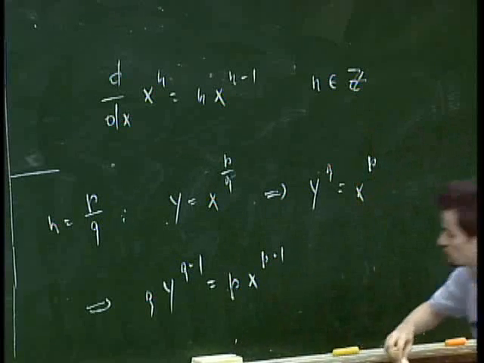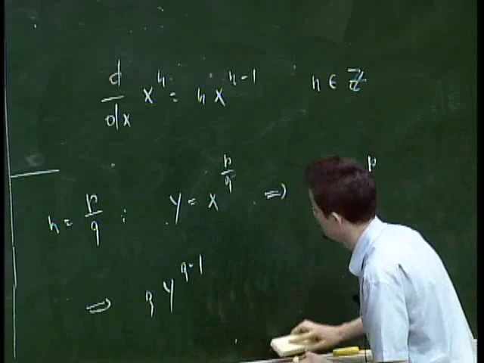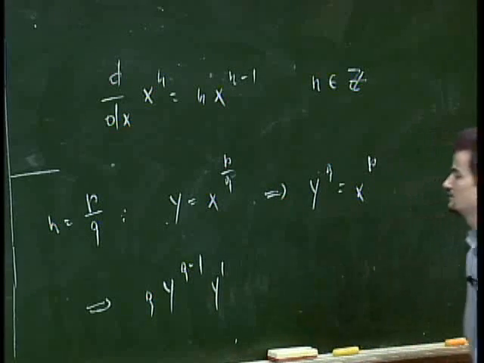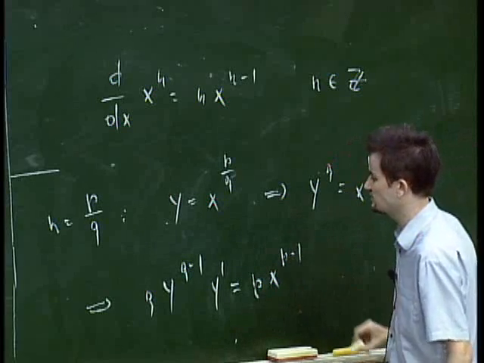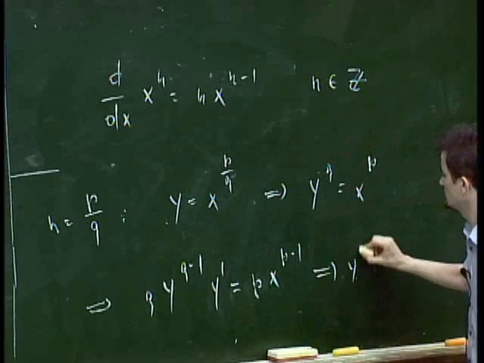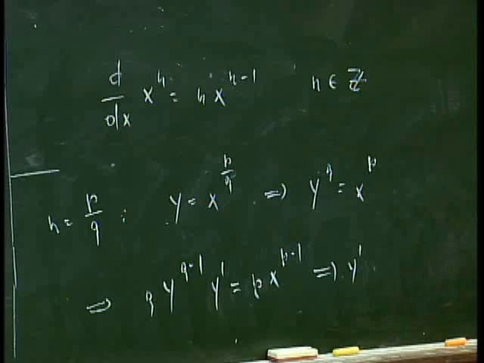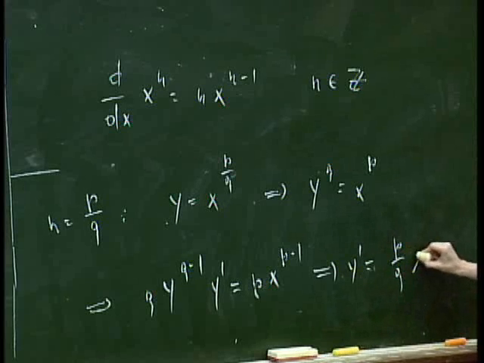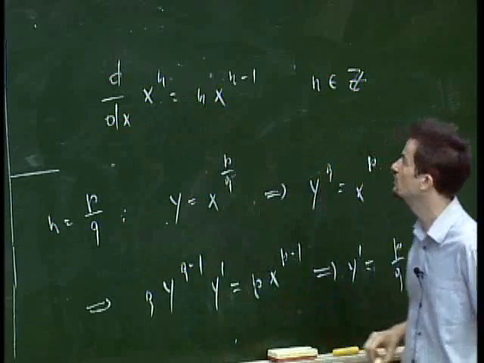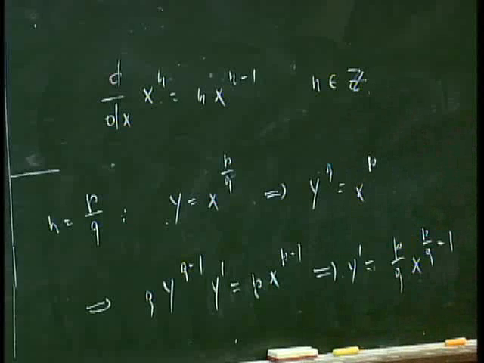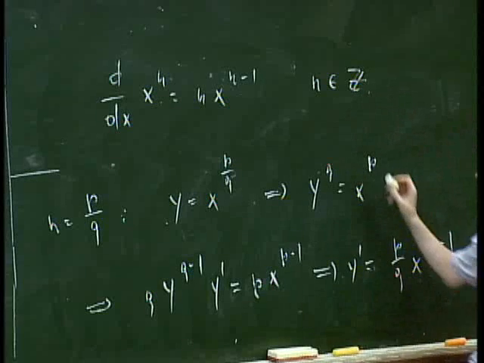times y prime is equal to p times x to the p minus 1. Sorry, there is a derivative missing. So you see that the derivative of y is equal to p over q times x to the p over q minus 1, as I have claimed already, because I said that this rule actually holds for all real numbers. But you see, now this proves the case where n is a rational number.